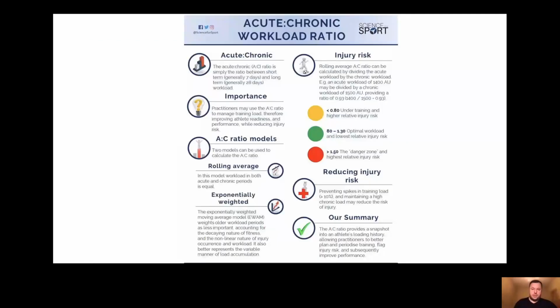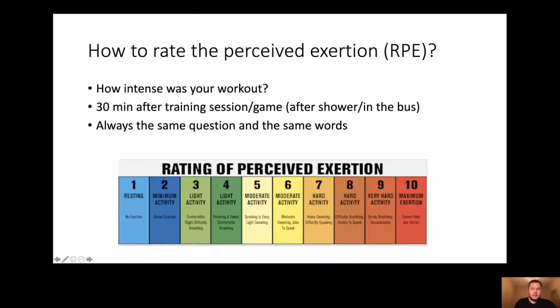So it's very important to know, and here these are the same things which are written. And now let's understand how to rate the perceived exertion. Yes, RPE. Usually very simple ways to know how intense your workout was. This is the question you can ask of the player after the workout, or after the drill, or after the running, and you can just ask and use that 10-point rating system, where 0 is resting and 10 is maximum exertion. So the question should be, how intense was your workout?